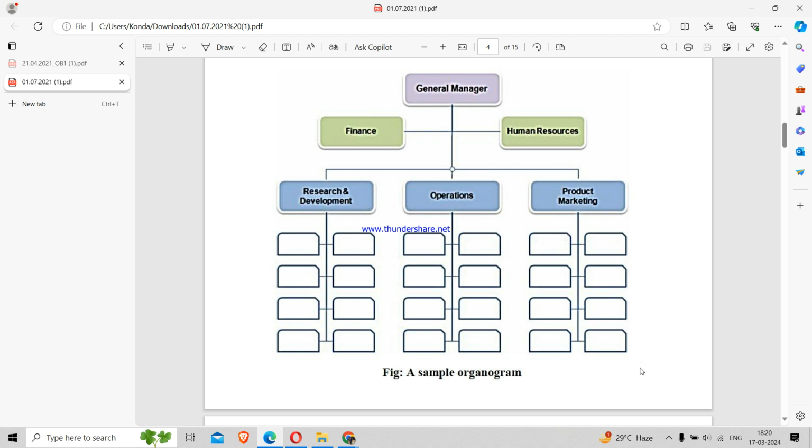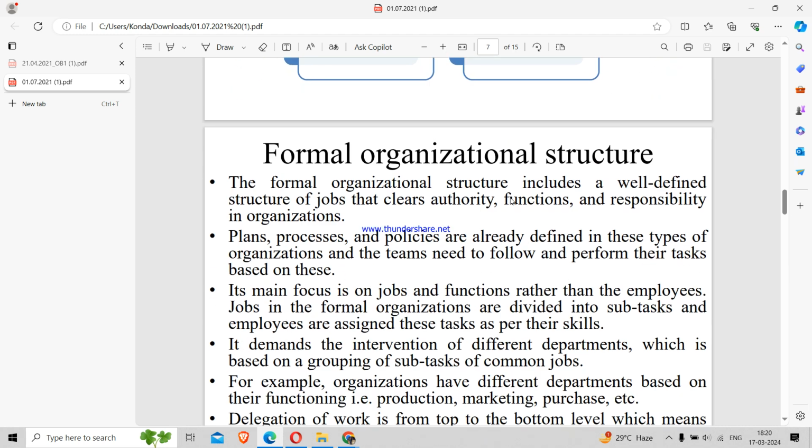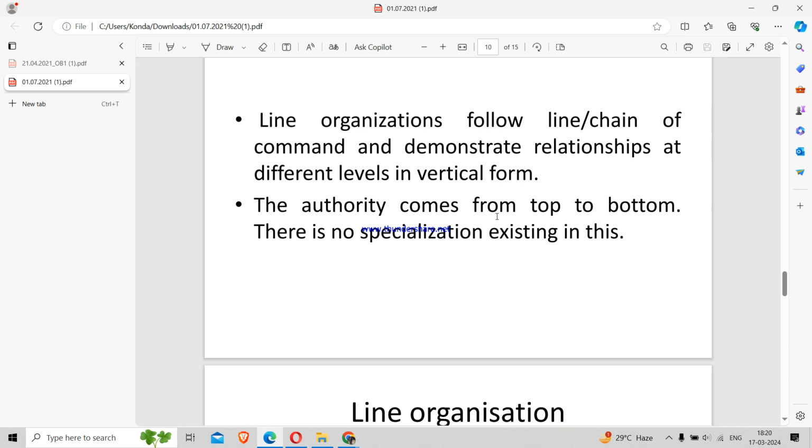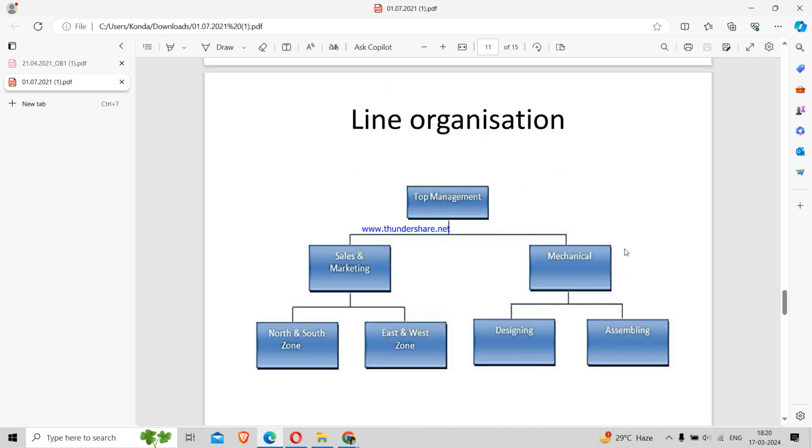So through the commands it is coming down, and because of the reporting it is going up like this. So it works in a vertical manner. The authority comes from top to bottom, and there is no specialization existing in this. So this is the flowchart in a line organization.